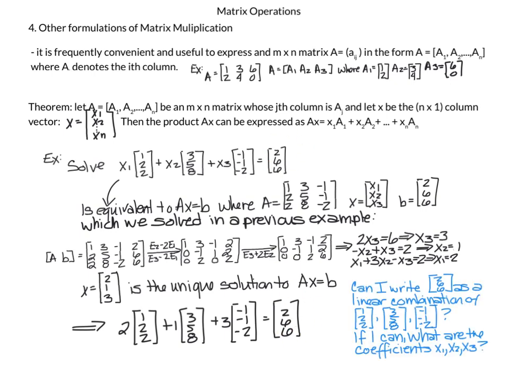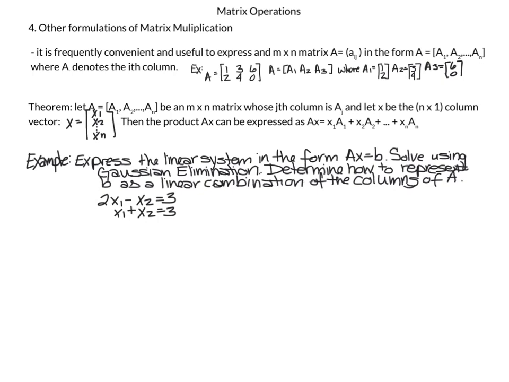And you will see that this question, can I write a vector like 2, 6, 6 as a linear combination of other vectors, and if I can, what are the coefficients, becomes a very important question throughout this whole topic of linear algebra. So these examples where we're doing these linear combinations are important to be very solid on and have a good understanding of.